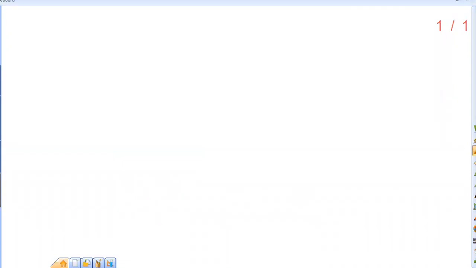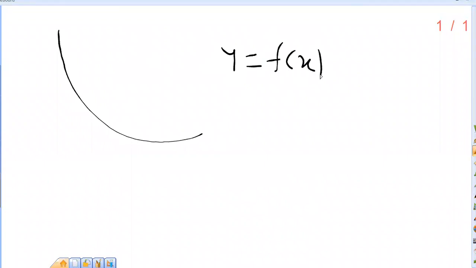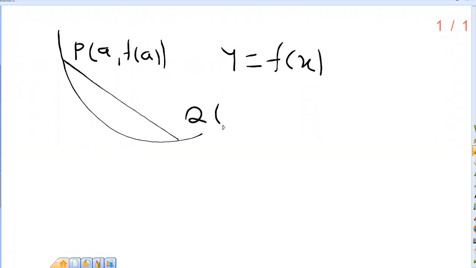Consider the curve whose equation is y equal to f(x). Now I consider secant PQ. P is (a, f of a), and what is Q? Q is (a plus h, f of a plus h). See, if a point lies on the curve, coordinates satisfy the equation. So if the x coordinate of the point P is a, what will be the y coordinate? F of a. Simple.